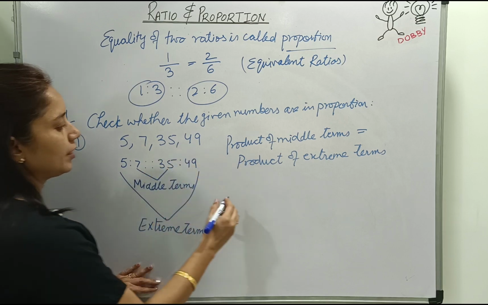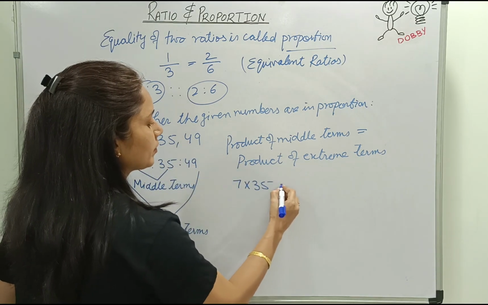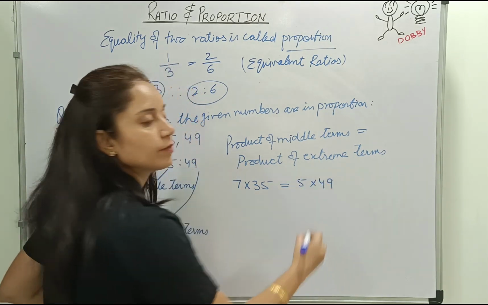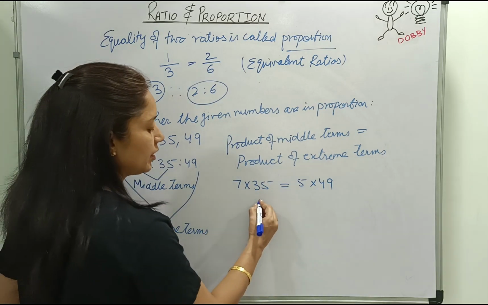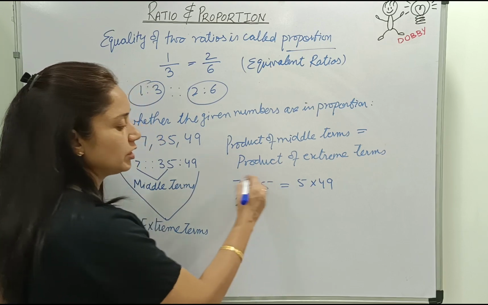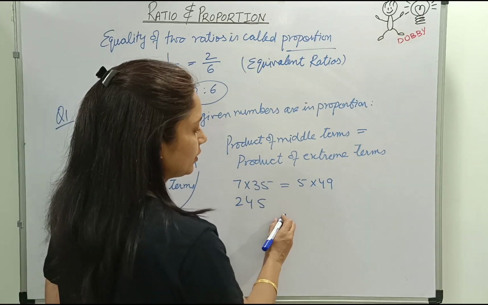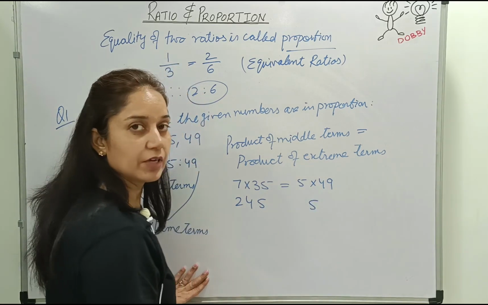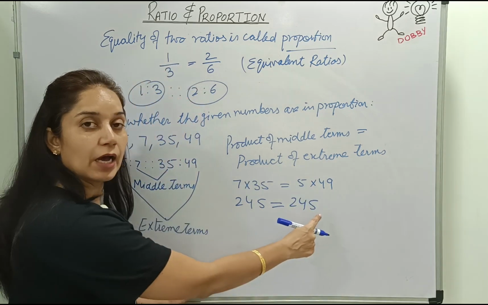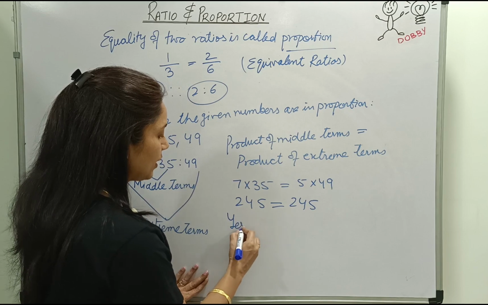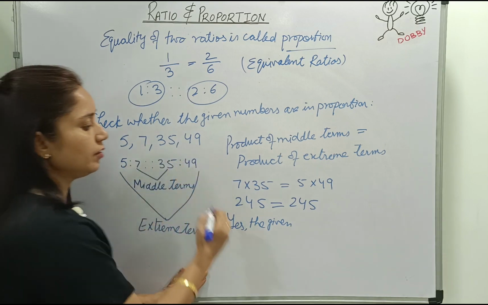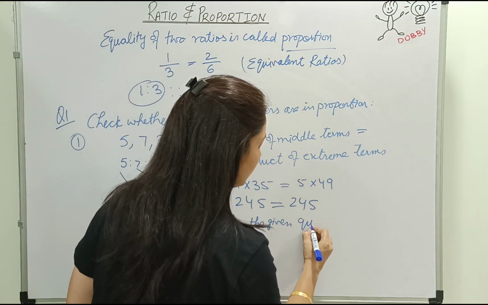So product of middle terms, that means 7 multiplied by 35, equals extreme terms 5 multiplied by 49. Let us multiply them. 7 5s are 35, carry 3. 7 3s are 21 plus 3, 24. So this product is 245. Let us check out the other one. 5 9s are 45, carry 4. 5 4s are 20 and 4, 24. Yes, these both are equal. So we will say yes, the given numbers are in proportion. Given quantities also we can write.